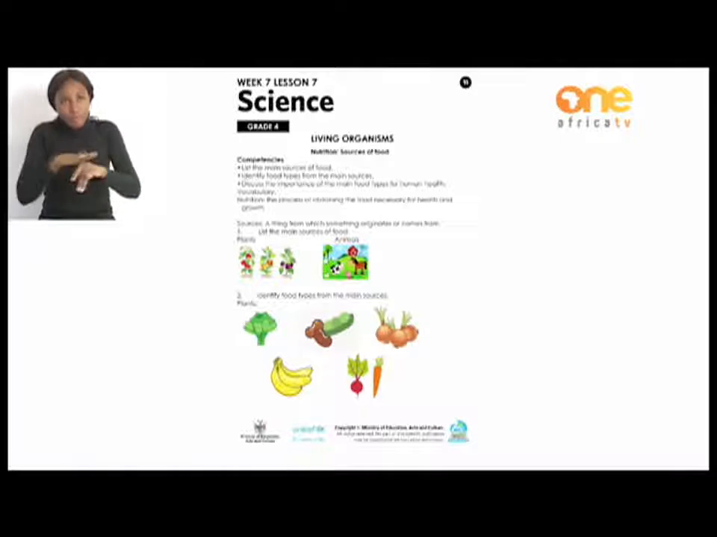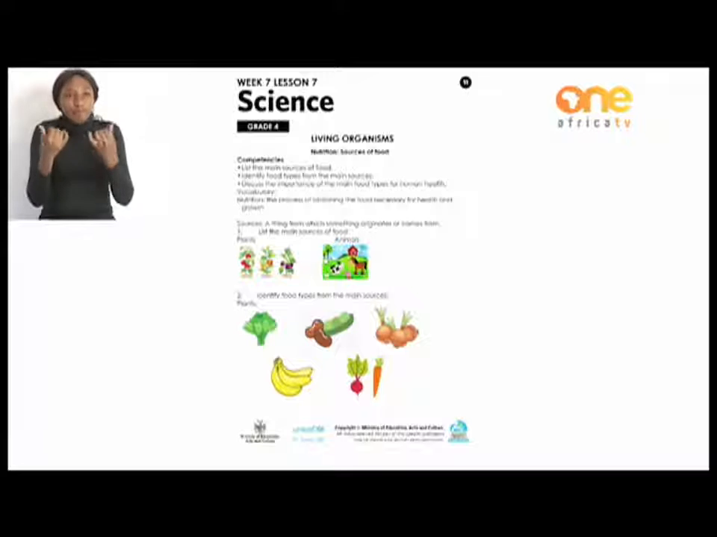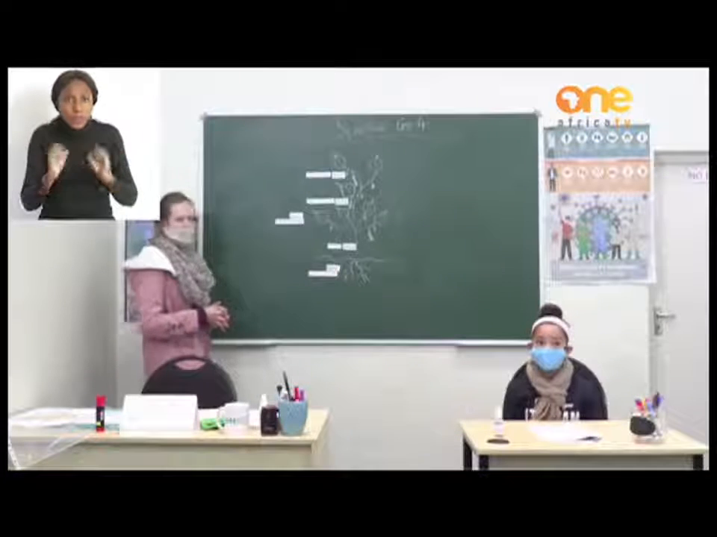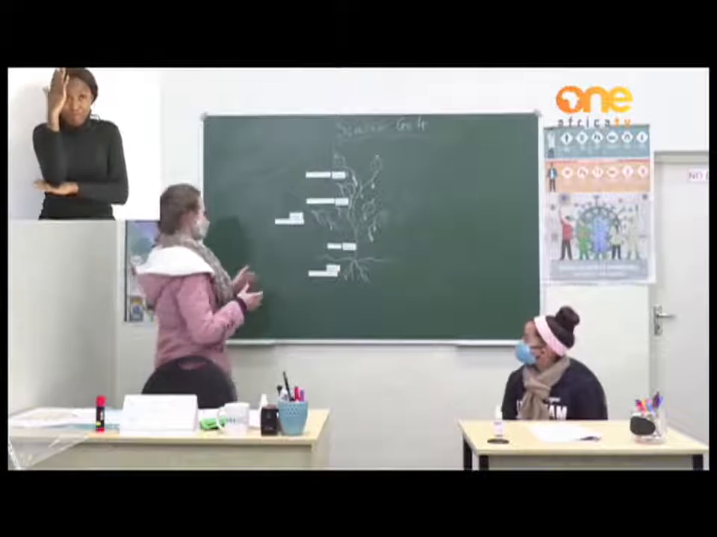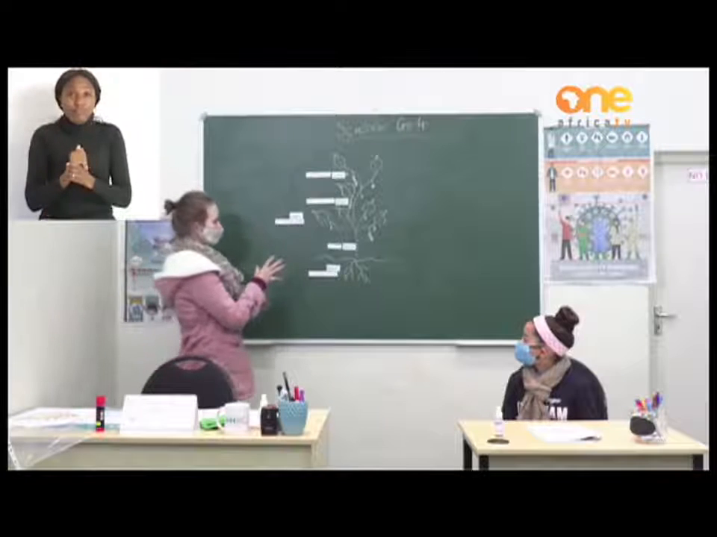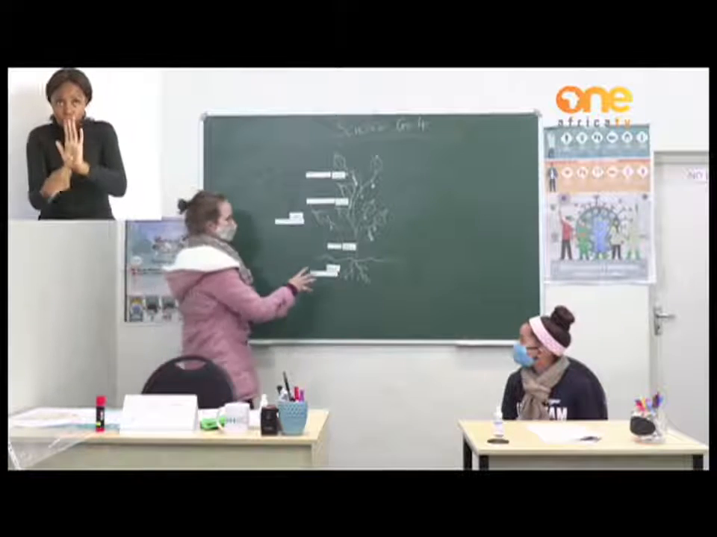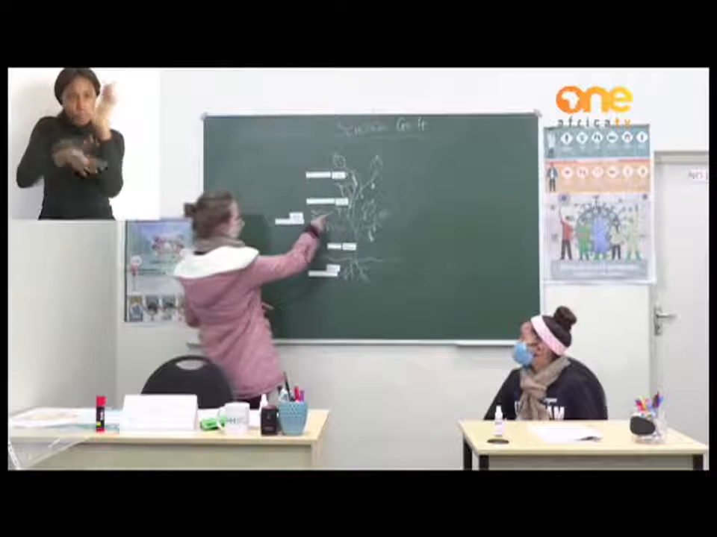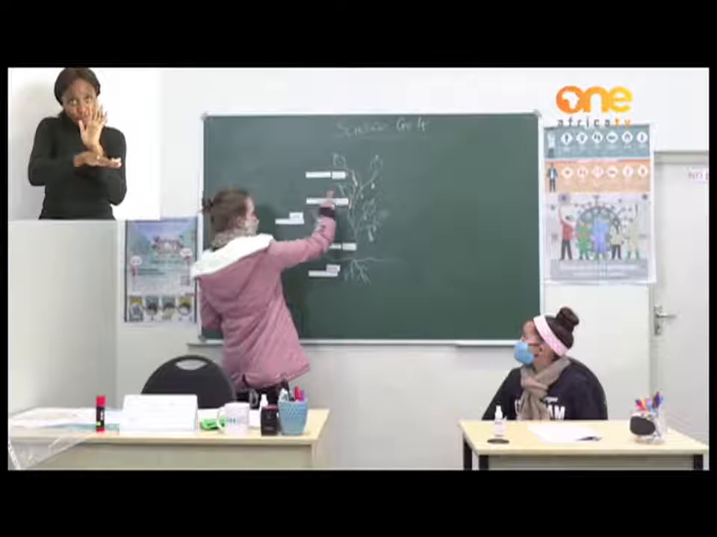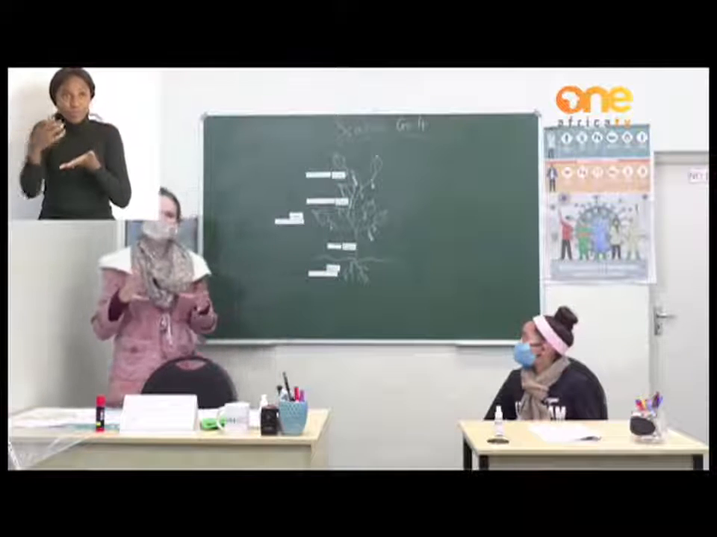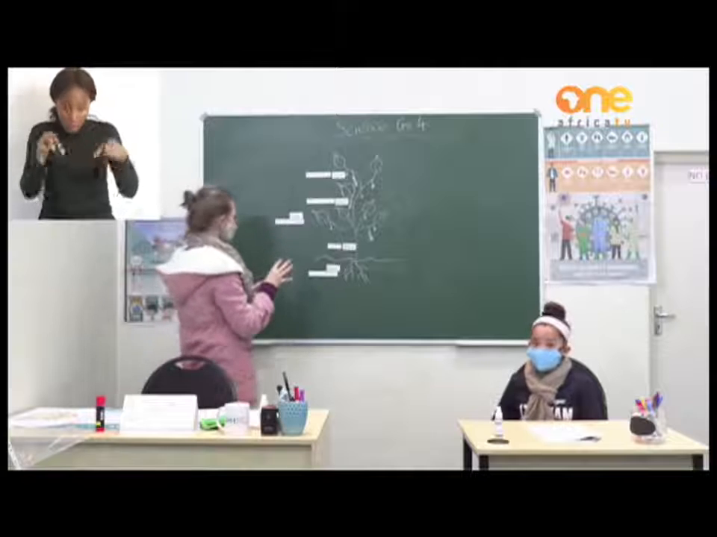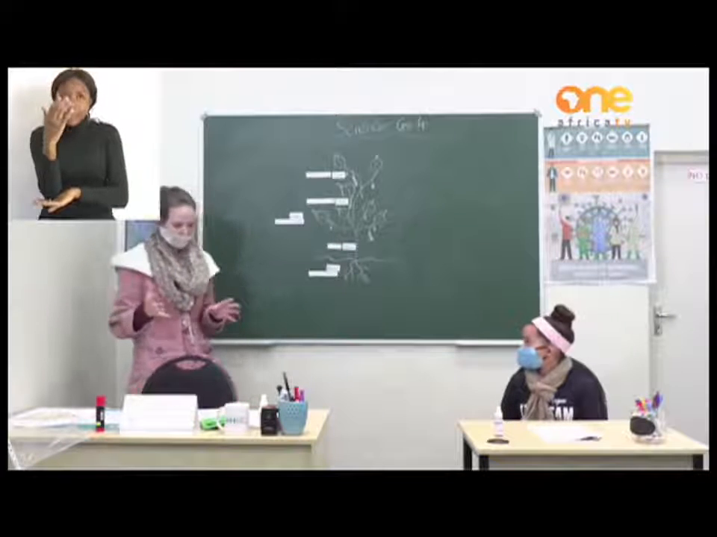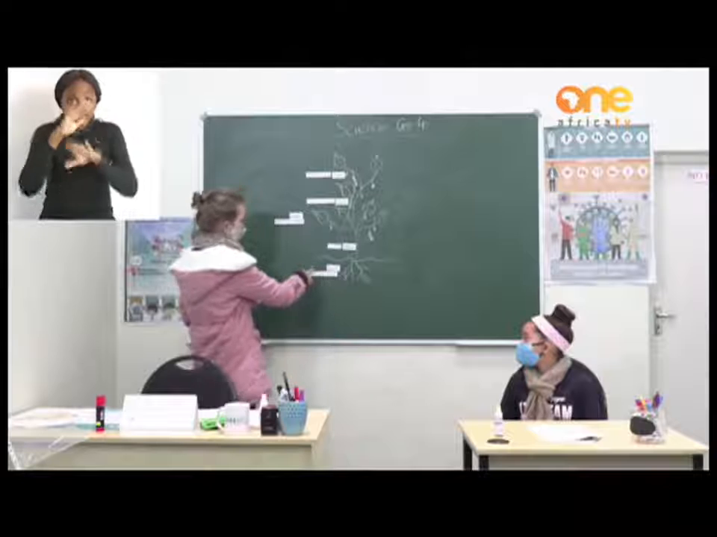So the first thing that we will do is we will identify some food types from these two main sources. Okay, so you can take a look on the board. We are going to start with plants. Okay, so this is the basic structure of a plant. All plants have roots, they have stems, they have leaves, they have fruits, and they have seeds. Okay, so from these different parts of the structure of a plant, we get different types of food. Okay, so let's start at the bottom.